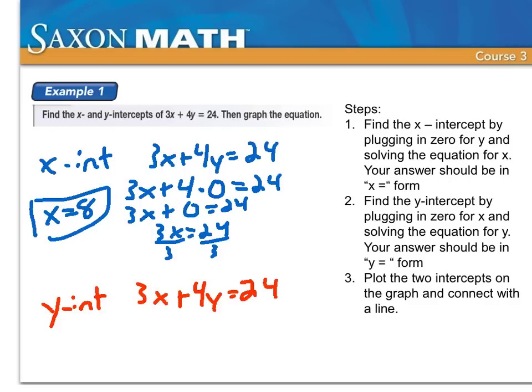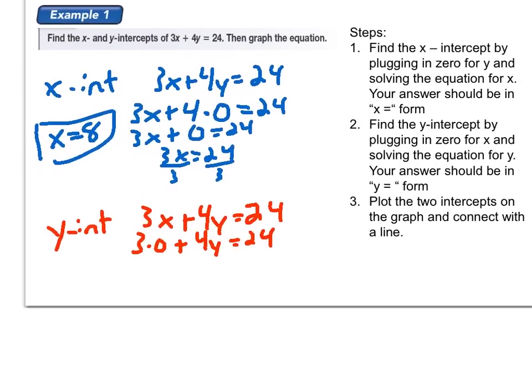So instead of 3 times x, I'm going to put in 3 times 0 plus 4y equals 24. Well, 3 times 0 is 0, and adding 0 to anything is just itself, so this is the same as 4y equals 24. And then if I divide by 4, I'm going to get y equals 6.